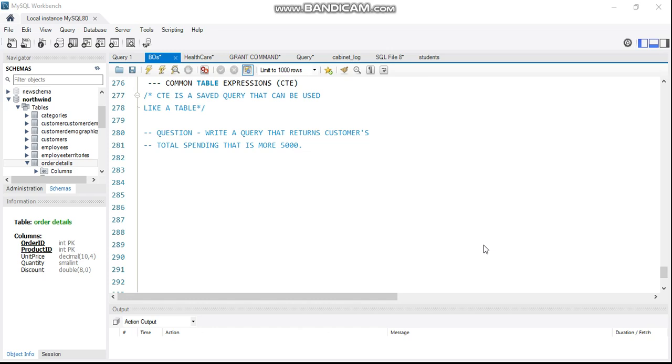Today we are moving to CTE, Common Table Expression. CTE is a saved query that can be used like a table. Instead of using a subquery every now and then, we can use CTE.